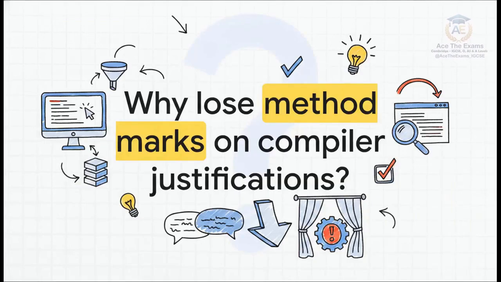So, ask yourself this. Why do you keep losing method marks on compiler justifications? It's a really frustrating reality for so many students, just like Alex and Sam. I mean, you know what a compiler is, right? You know what an interpreter is, so why aren't you getting full marks? Well, we are going to use the actual Cambridge Principal Examiner reports to uncover exactly where those easy marks are slipping through your fingers. We're going to look behind the curtain to see exactly what examiners expect when you are faced with a really complex justification scenario.